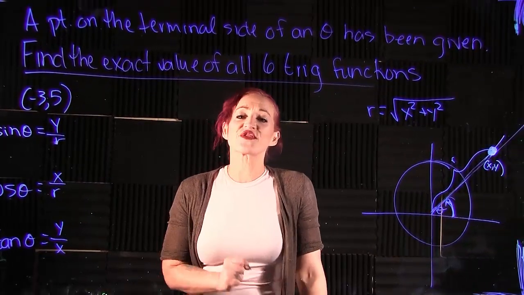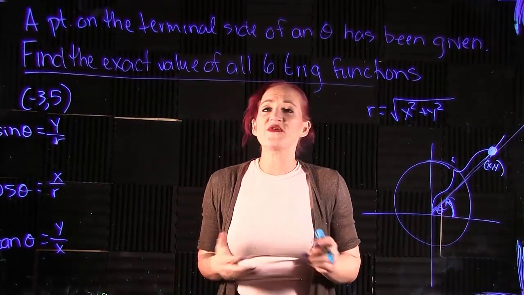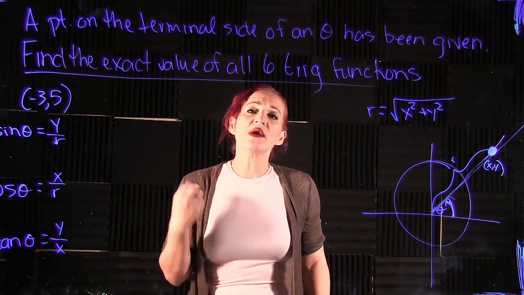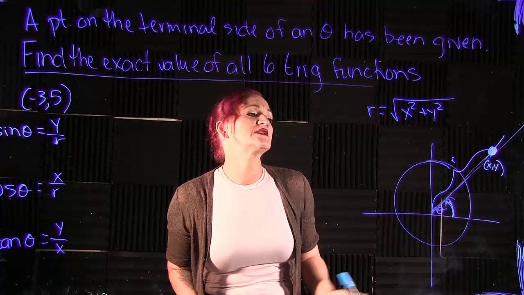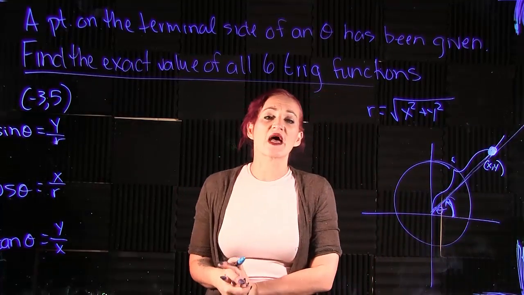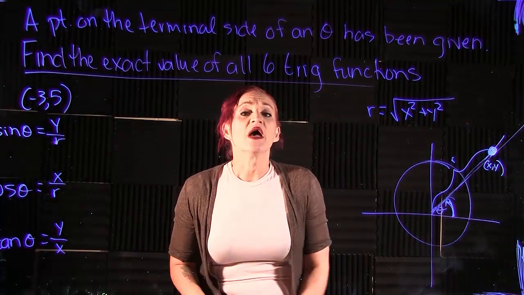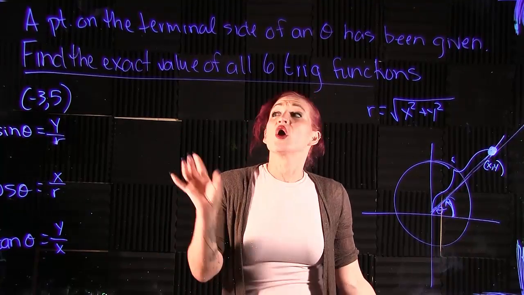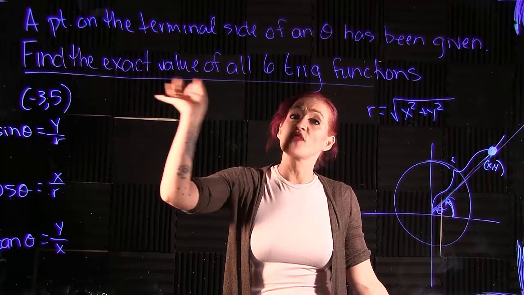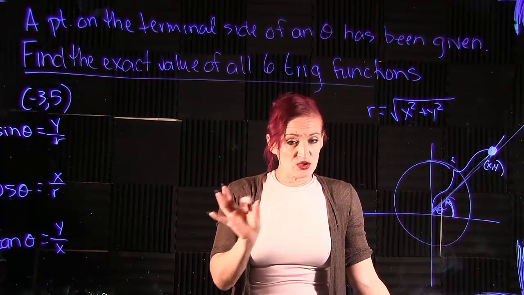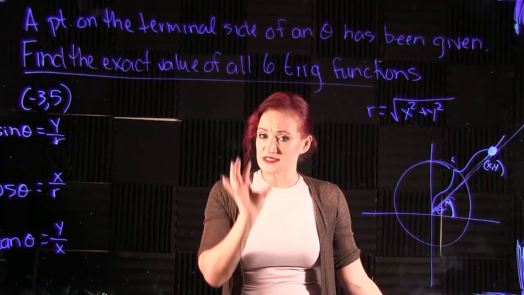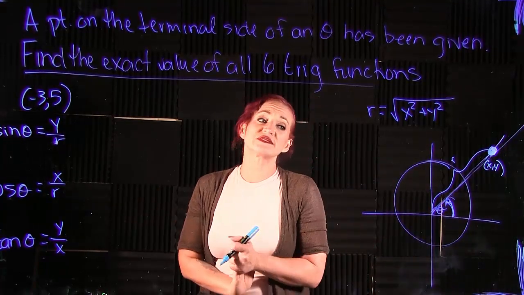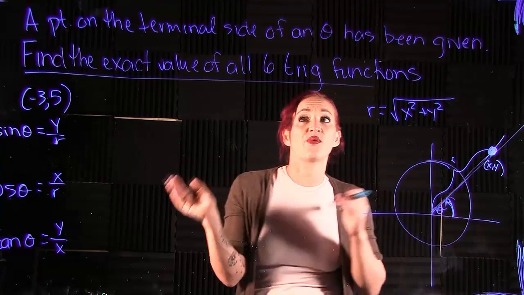Alright, so for this video, we are going to figure out how to find all 6 trig functions when we are given a point that falls on the terminal side of a given angle. Now this problem is very similar to a slightly different problem where you are given a point on the unit circle. That is something slightly different. I have a video for that you can look up, but this one is specifically when you're told that it is just a point on a terminal side.